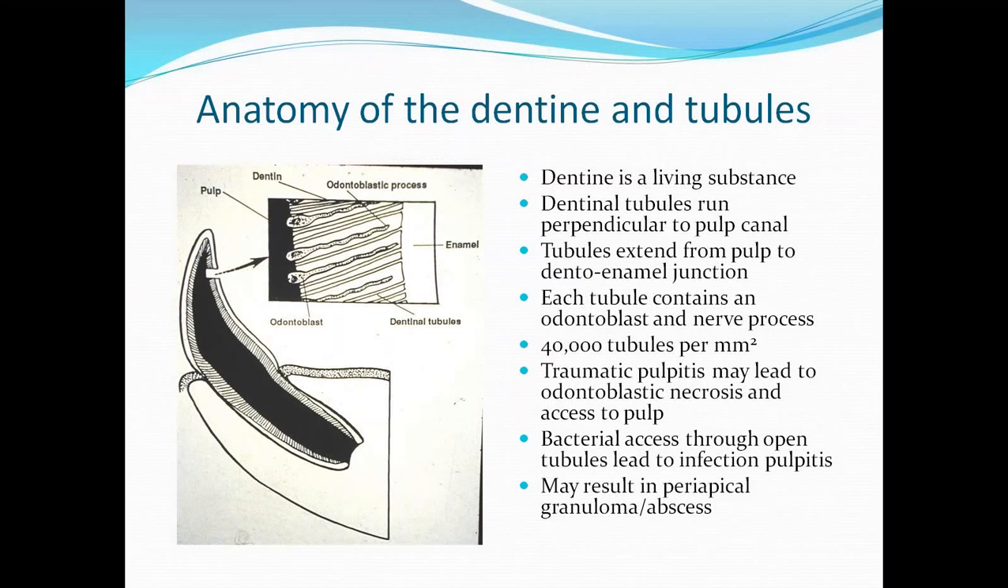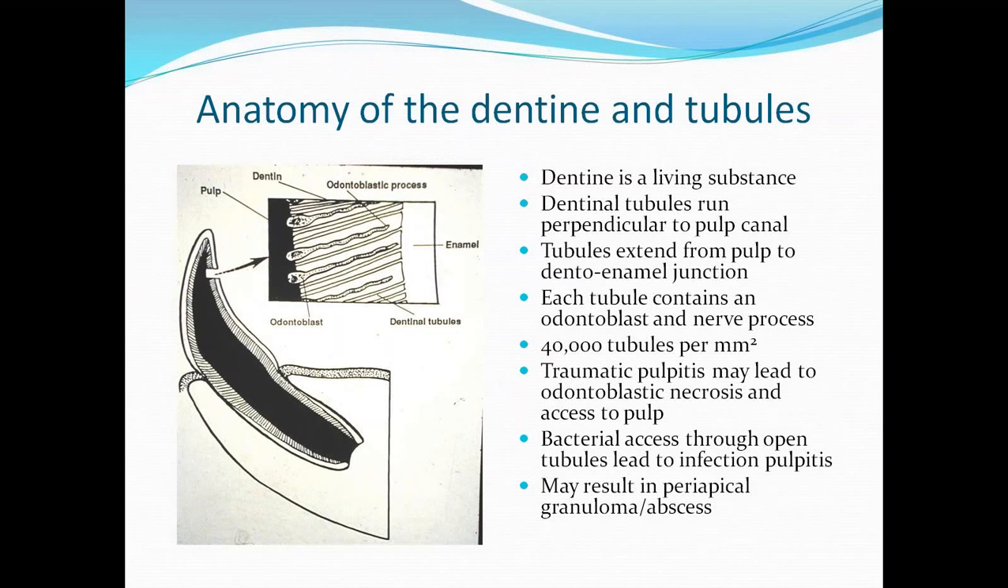So why is it important if a dog breaks its tooth and the dentine becomes exposed? The main reason is because dentine is living, and we can see by the diagram on the left-hand side that the dentinal tubules provide a communication between the dento-enamel junction. So if we lose the enamel and the dentine becomes exposed, and that junction is exposed, there is a direct communication into the pulp as well. And there's a large number of dentinal tubules. In fact, there's 40,000 per square millimetre.